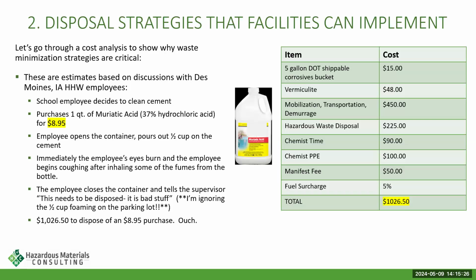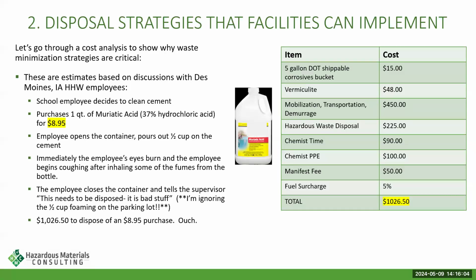They charge you about 15 bucks for that. They're going to then cover the bottom of that and around that container with vermiculite or some other absorbent. The typical cost that they're going to charge you is $48. They'll charge you for a whole bag of vermiculite, even if it only takes about 4 inches. They're going to charge you what's called a mobilization, transportation, and demurrage fee. I can never say that word right. Those fees are about 450 bucks, and that's just to get them and their truck with all their supplies to your site.